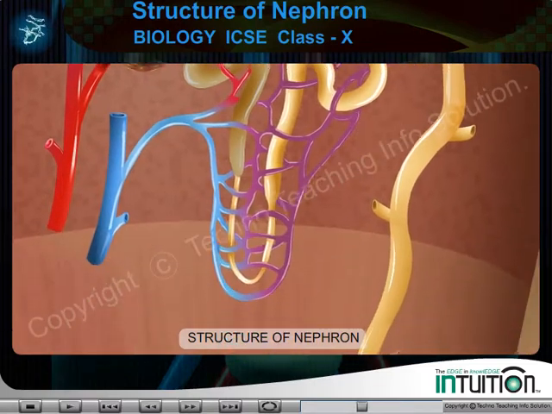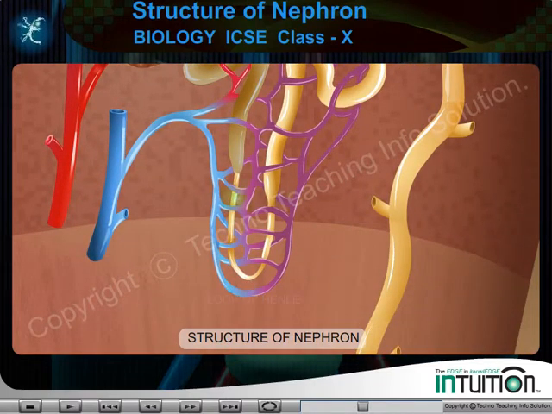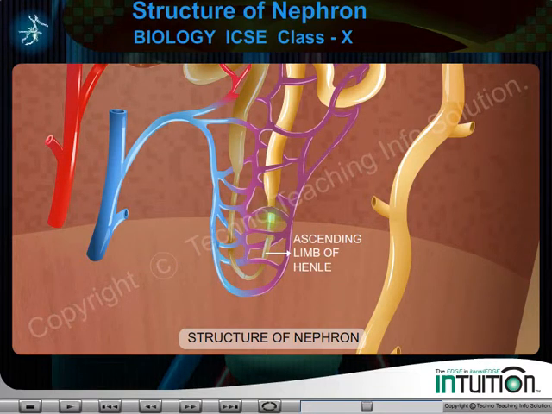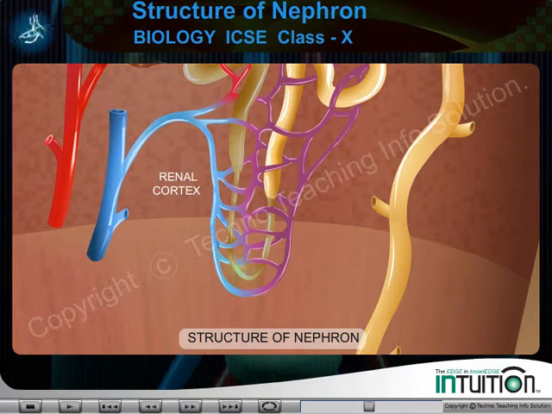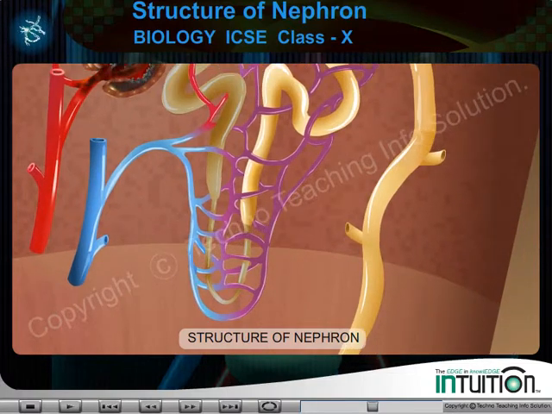2. Loop of Henle. It is U-shaped tubule. It consists of two portions, the descending limb of Henle and the ascending limb of Henle. At first it is present in renal cortex, then enters into the renal medulla, and in the last part it is again present in the cortex region.